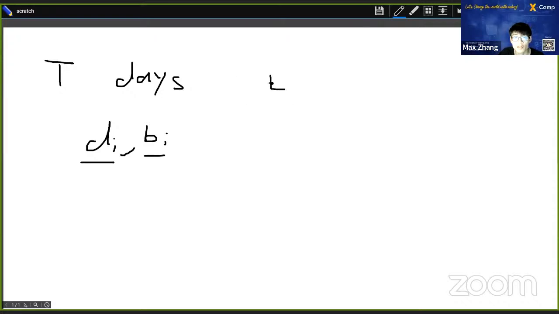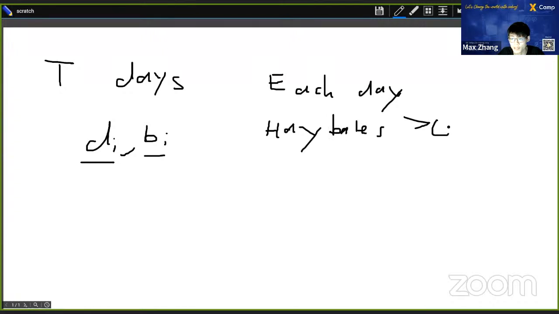So on each day, if there is at least 1 hay bale, then Bessie will eat one. And also, if it's day DI, then we get plus BI hay bales. The question is, throughout these entire T days, how many hay bales does Bessie end up eating?